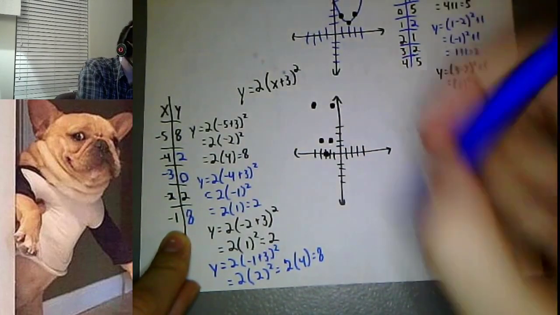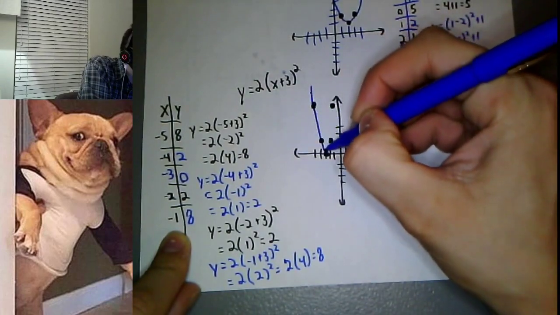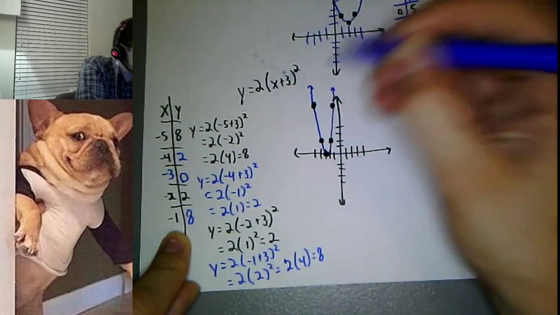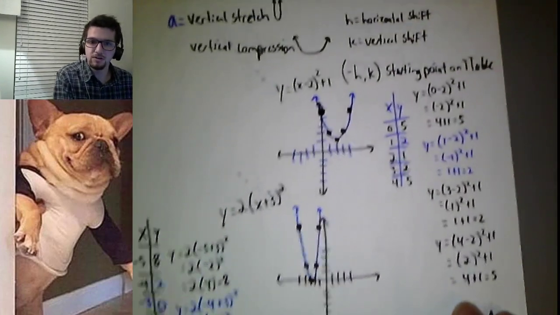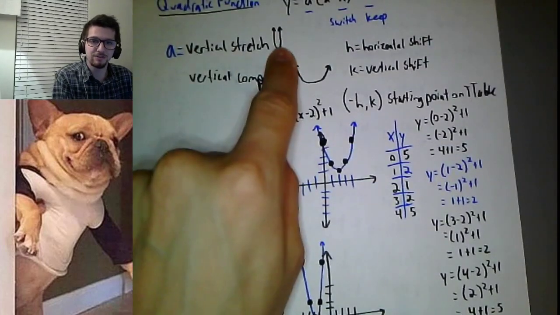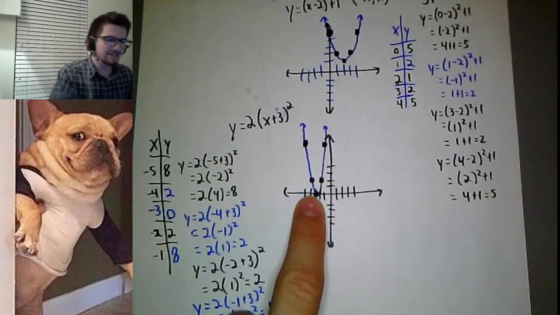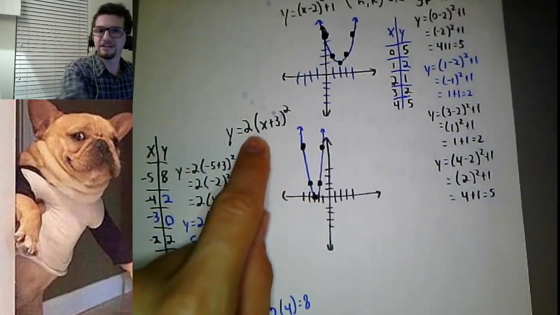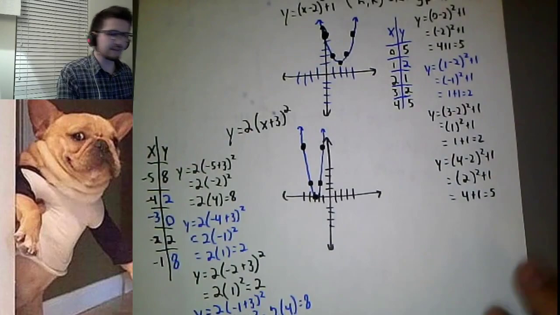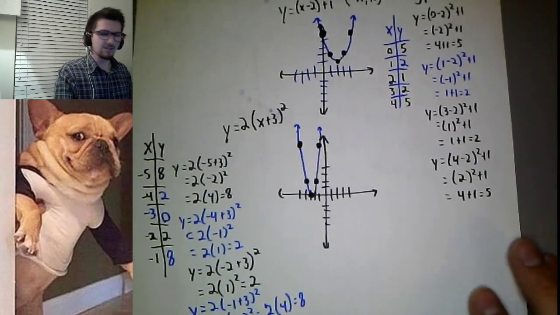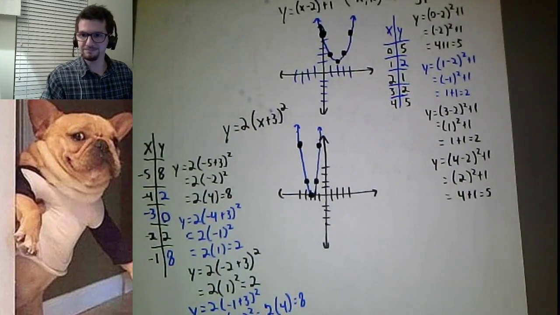What does my resulting shape look like? Well, this looks a whole lot like that, my vertical stretch, right? And that's because this was vertically stretched because of this 2 value, right? It's this 2 value. Great. So let's talk about cubics.